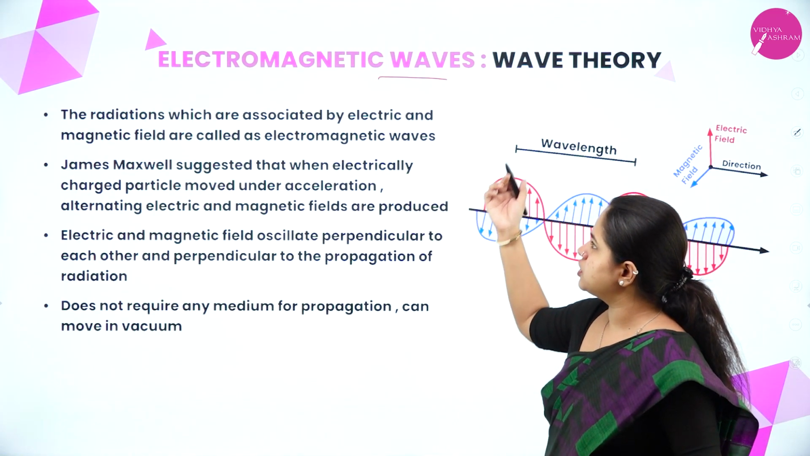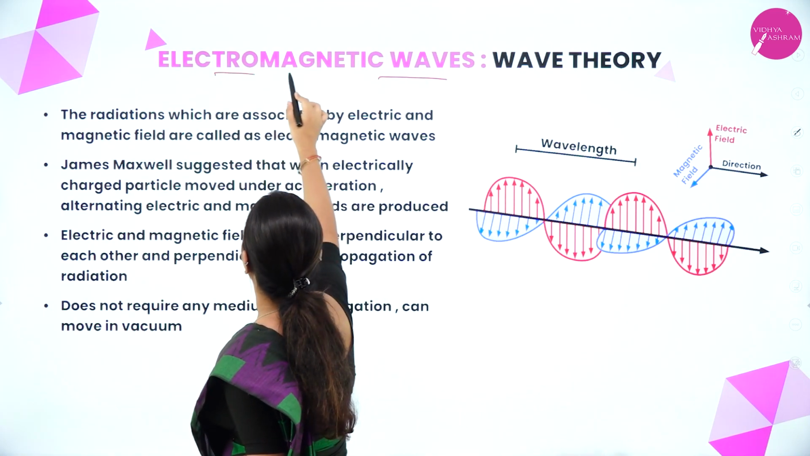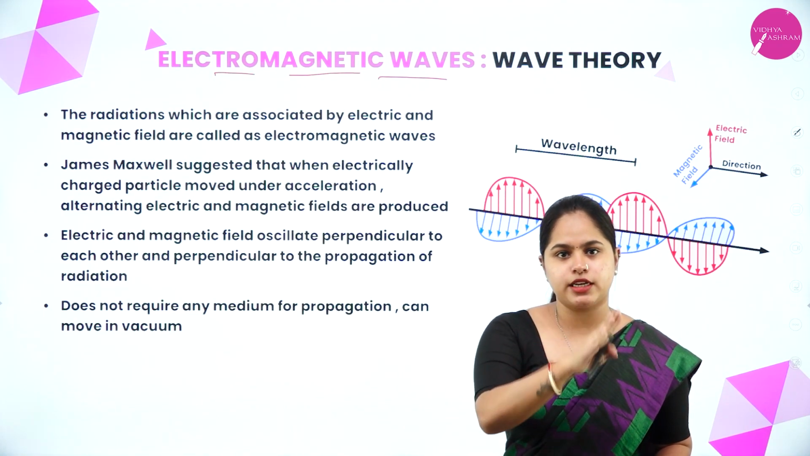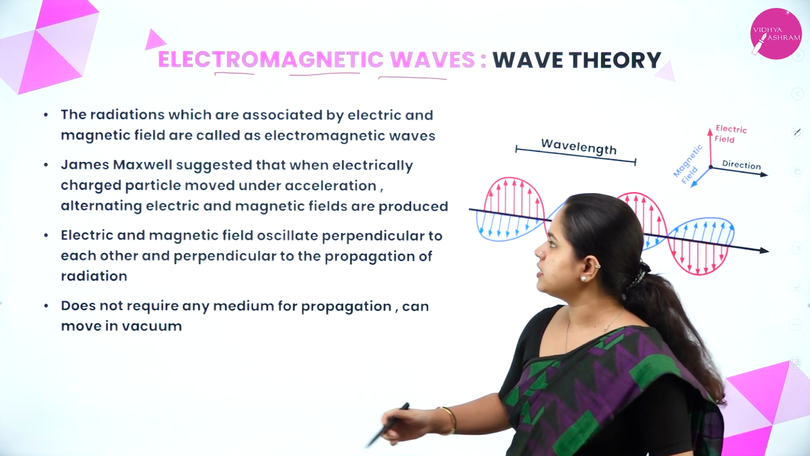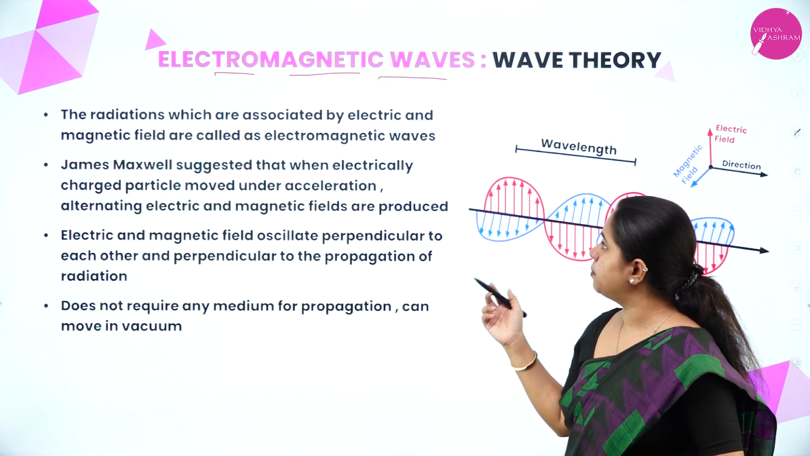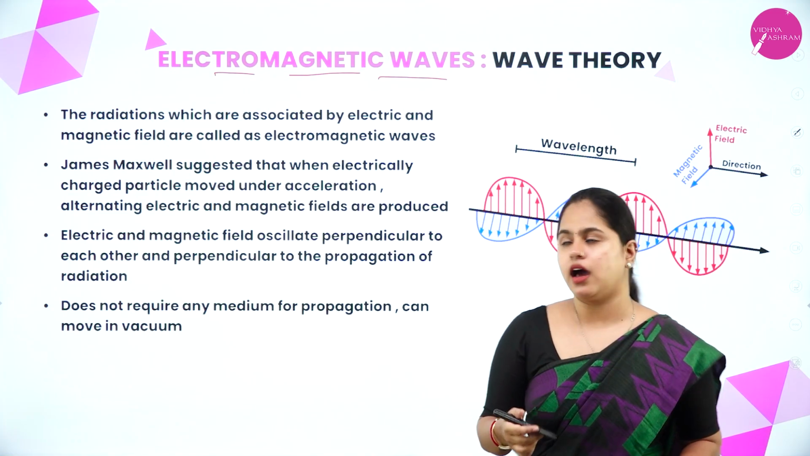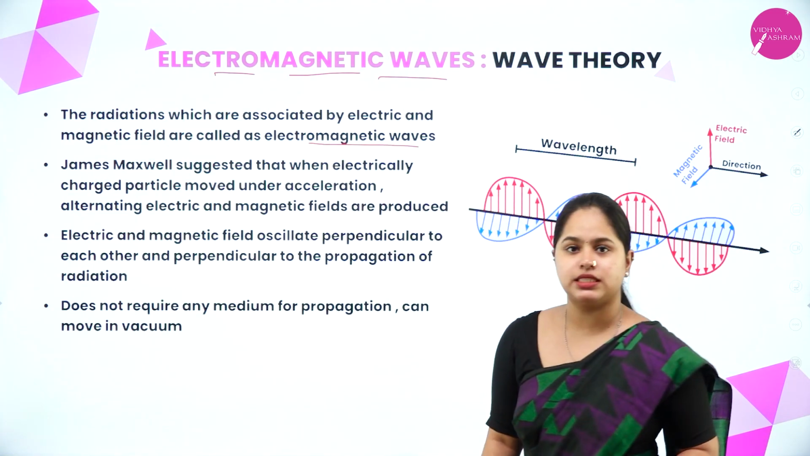So as the name suggests, what is electromagnetic waves? As you can see, two parts, electro and magnetic, right? Yes, so the radiations which are associated by electric and magnetic field are called as your electromagnetic waves.